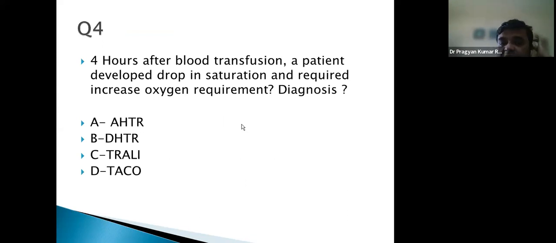Question number 4. 4 hours after blood transfusion, a patient develops a drop in saturation and requires increased oxygen. What is the diagnosis? Over to you, Jayaprakash sir.